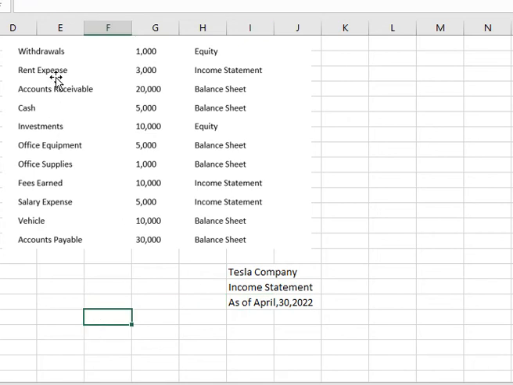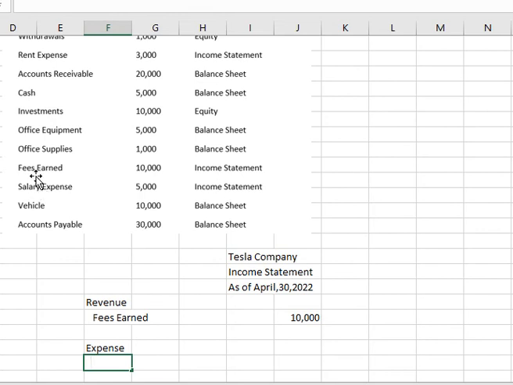So the first thing, we need to find the revenue. That's fees earned. So I will put revenue here, and I will put fees earned. For fees earned, we have 10,000. After that, we have expenses. In this one, we have salary expense, and that's 5,000.